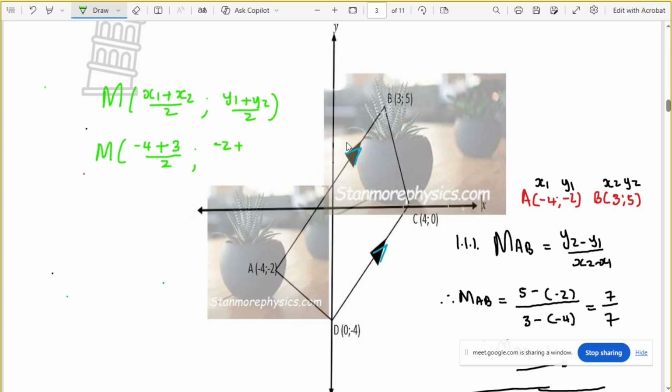We need to add that with y2, which is 5. Everything divided by 2. So this is 1.1.3. And then when we do the calculator, -4 plus 3, that's -1. Then we have -1 over 2. And then -2 plus 5, that's 3. This gives us 3 over 2. So this will be your what? This will be your midpoint of AB. So this will be the midpoint of AB.